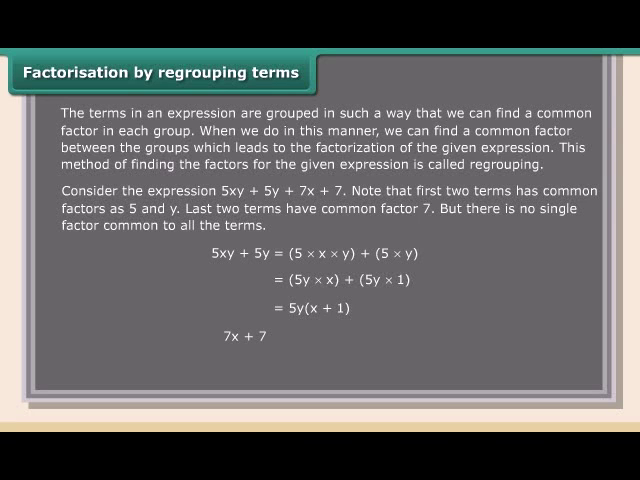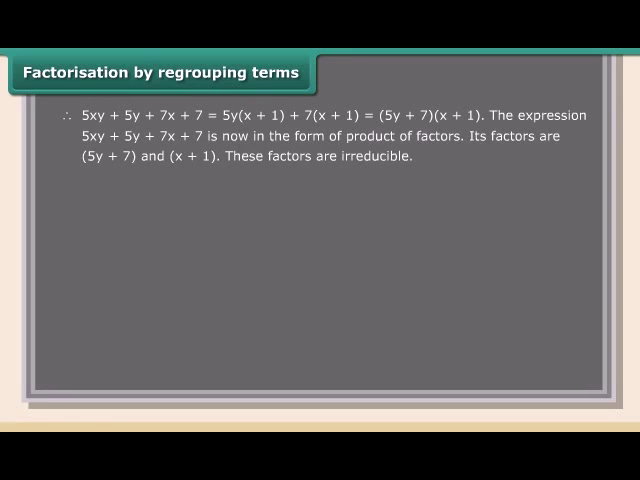7x plus 7 is equal to 7 into x plus 7 into 1, which is equal to 7 into x plus 1. The expression 5xy plus 5y plus 7x plus 7 is now in the form of a product of factors. Its factors are 5y plus 7 and x plus 1.